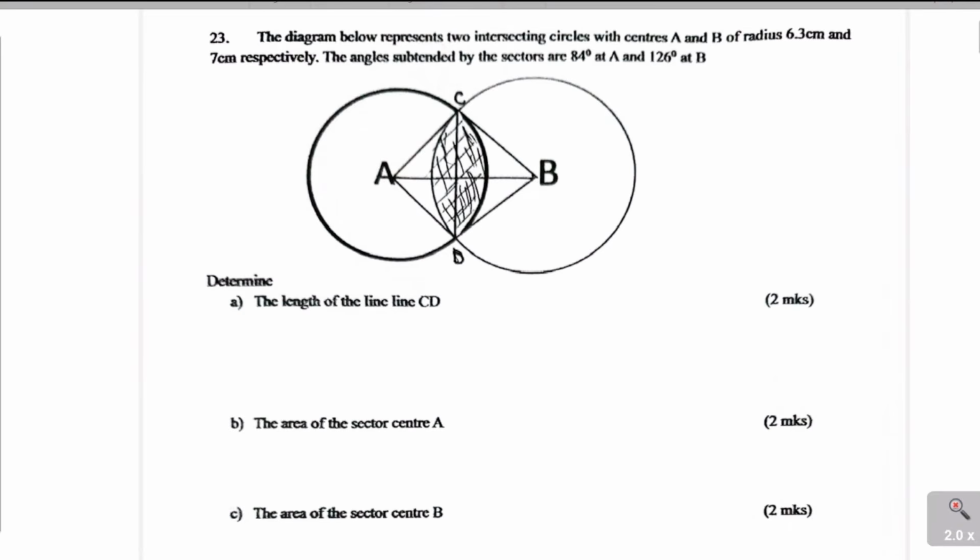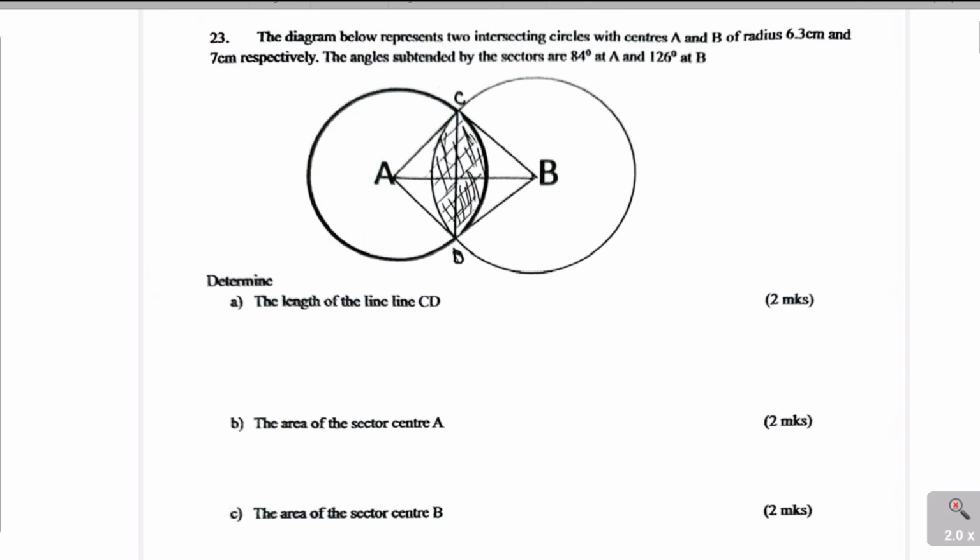Question 23. The diagram below represents two intersecting circles with centers A and B of radius 6.3 centimeters and 7 centimeters respectively. The angles subtended by the sectors are 84 degrees at A and 126 degrees at B. So the diagram is there. Determine (a) the length of the line CD.